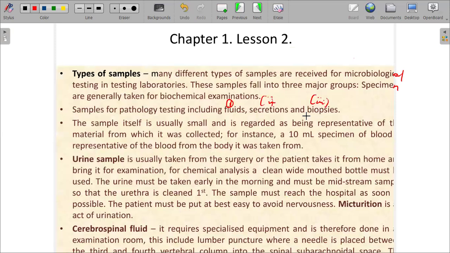So the sample itself is usually small and is regarded as being a representative of the material from which it was collected. For instance, we can talk about a 10 milliliter specimen of blood, representative of the blood from the body where it was taken from. So a sample is supposed to be just a representative or a reflection of the whole of where it was collected from. Please note that it is a representation of the entire body or of the entire fluids from where the sample was collected.